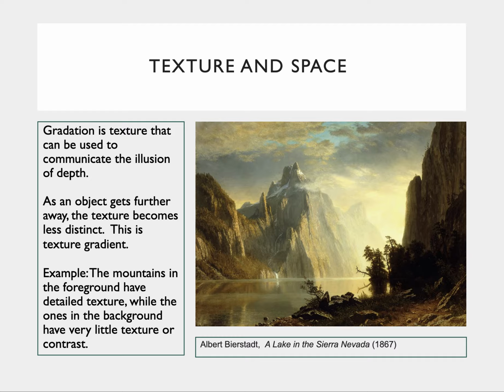Gradation also is something that is a texture that we can use to communicate the illusion of depth. As an object gets further away, the texture becomes less distinct, and that is what's known as a texture gradient. So the examples: the mountains in the foreground have detail, and the mountains in the background don't. And that is something to consider as you design, if you want to play around with the illusion of depth.